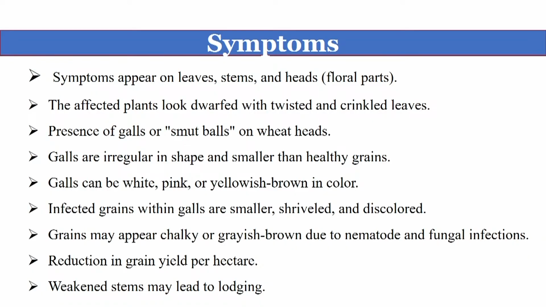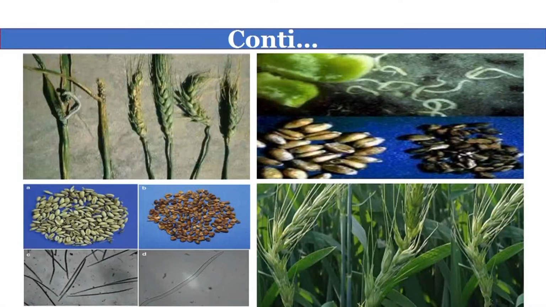Infected grains within the galls are smaller, shriveled, and discolored. Grains may appear chalky as well as grayish brown due to the nematode and fungal infection in combination, and the reduction in grain yield per hectare is very high depending on the severity of the pathogen. You can see here the infected spikelets and infected grains, and the overall leaves as well as the ear head are also twisted by the infection of the nematode.